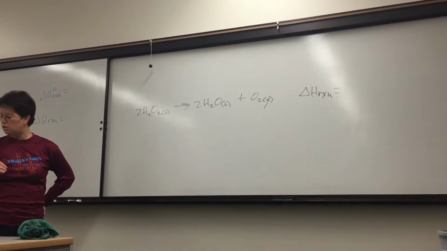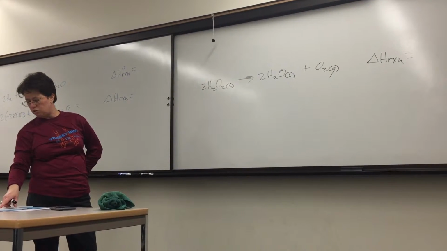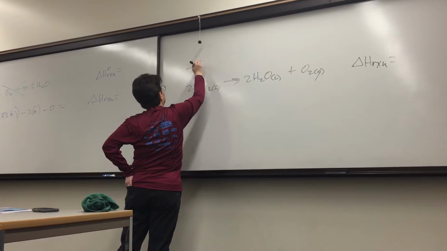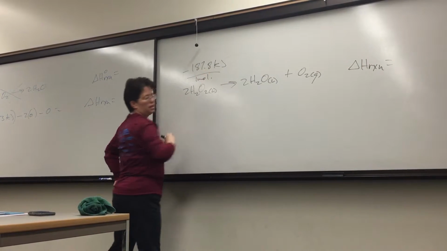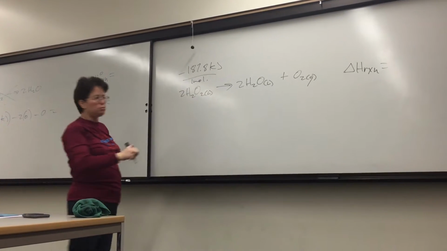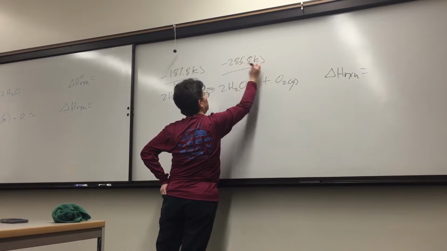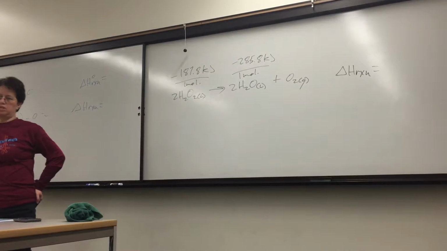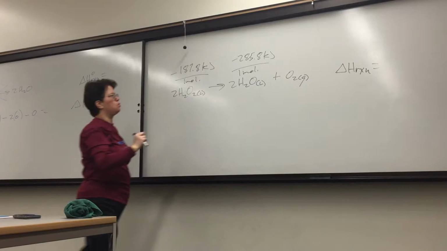Okay? We'll use delta H of formation values. They give us some values in the problem. They say delta H of formation of hydrogen peroxide is a negative 187.8 kilojoules. And they give us the delta H of water as a negative 285.8. Now, I could have looked these up on the table, right? But they just happened to give it to us in the problem. They didn't give us oxygen, though. Why not? Because it's 0.